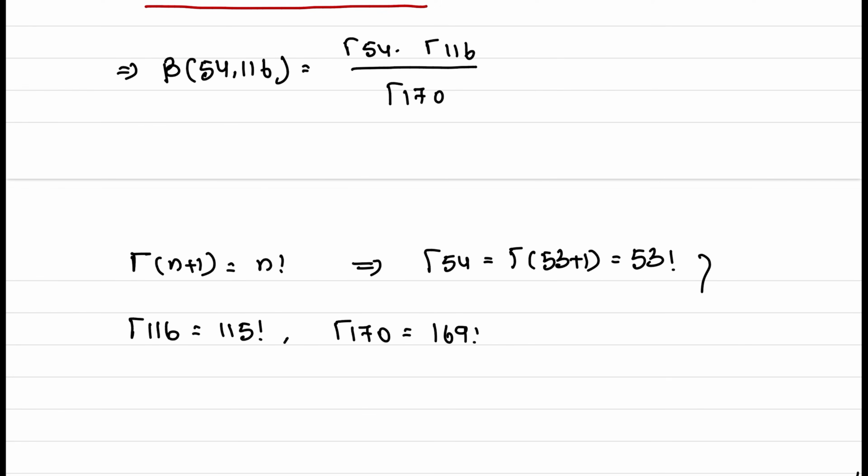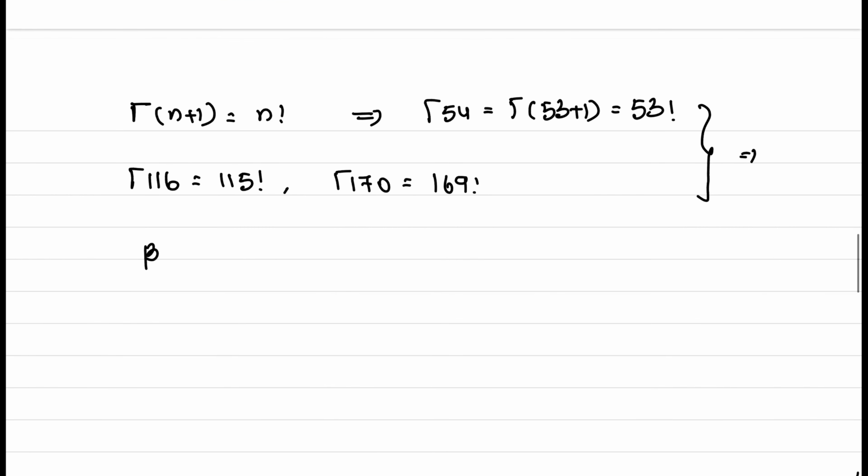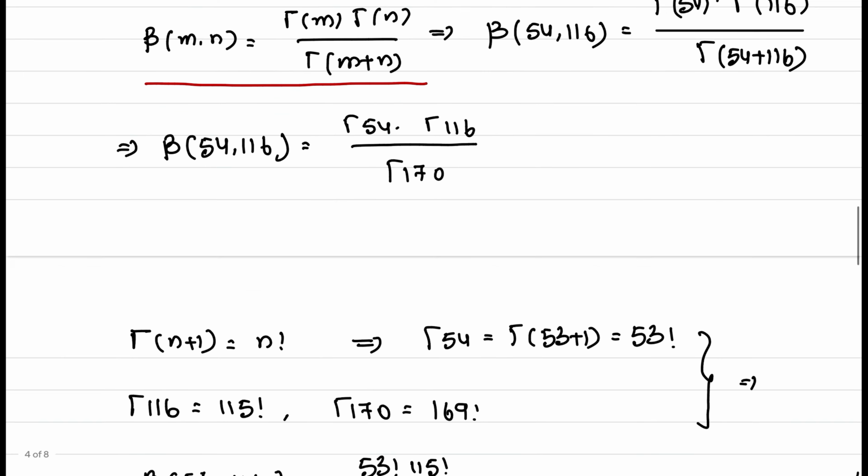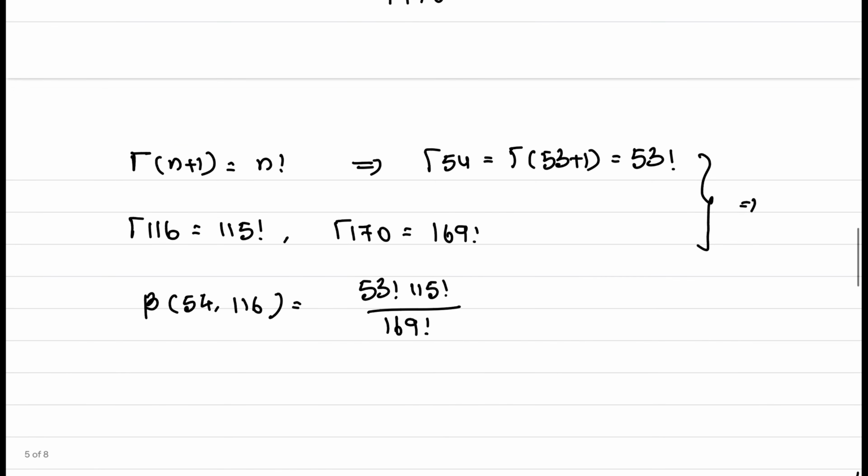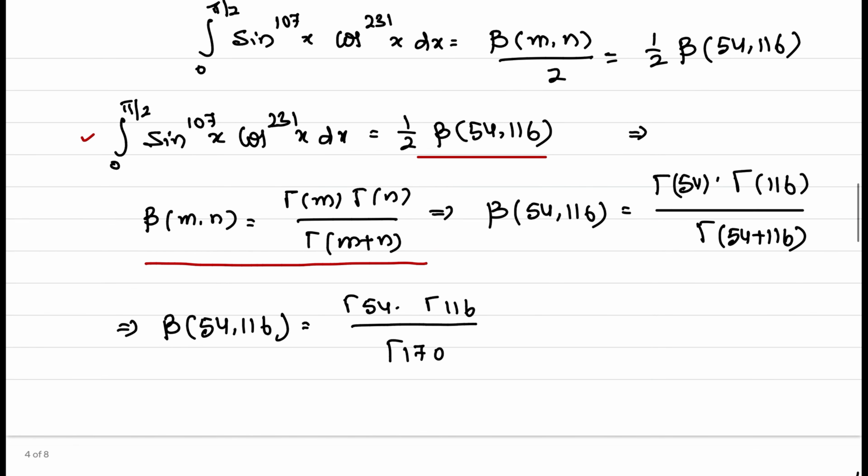That means by using this, we will get the value beta 54 116 is equal to gamma 54, that is 53 factorial, into gamma 116, that is 115 factorial, whole divided by factorial 169. But it is not the end of the road. What we have to find out is half into beta 54 116.